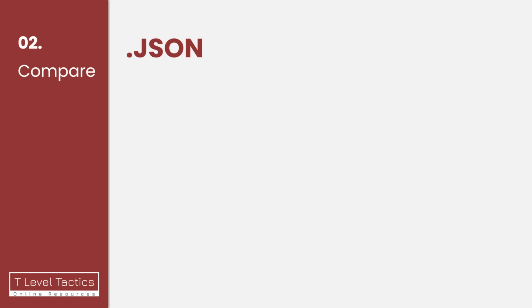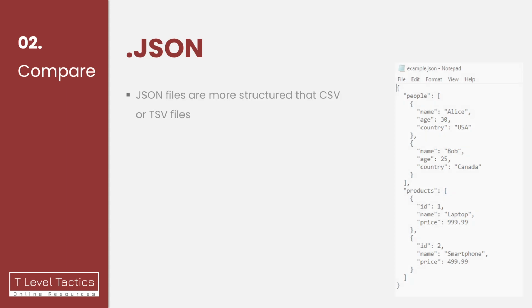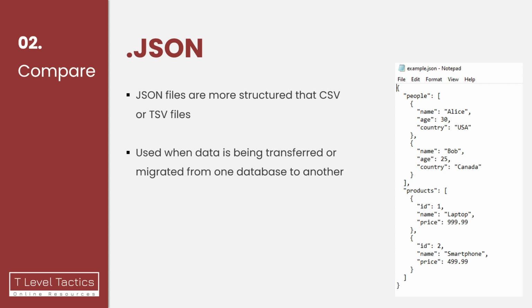JSON files look very different. They're a lot more structured than CSV or TSV files. They're often used when data is being transferred or migrated from one database to another. And data in JSON files is presented in pairs. You can see that here, where we've got a name, and we've called that name laptop. It identifies the name for this product.